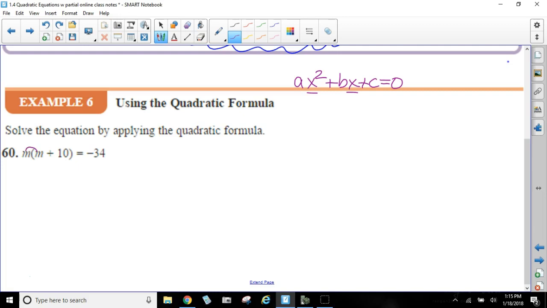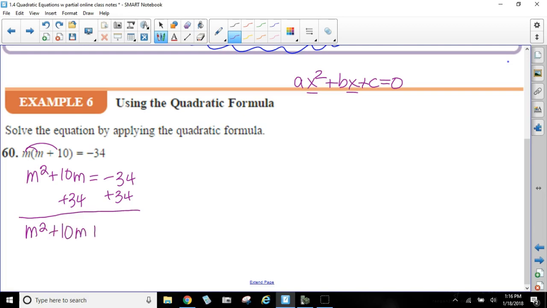The first thing to do is to run the m through, and so we'll have m squared plus 10m equals a negative 34. Then we will add 34 to both sides of our equation, and that will give us m squared plus 10m plus 34 equals 0.